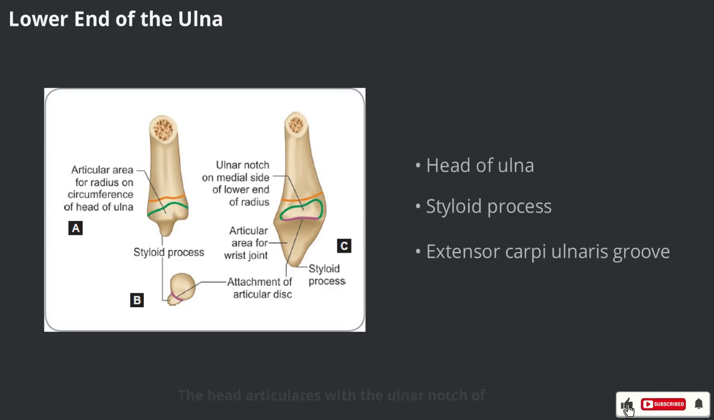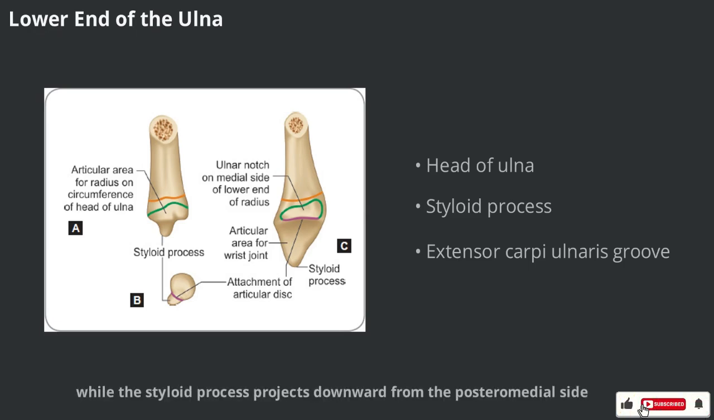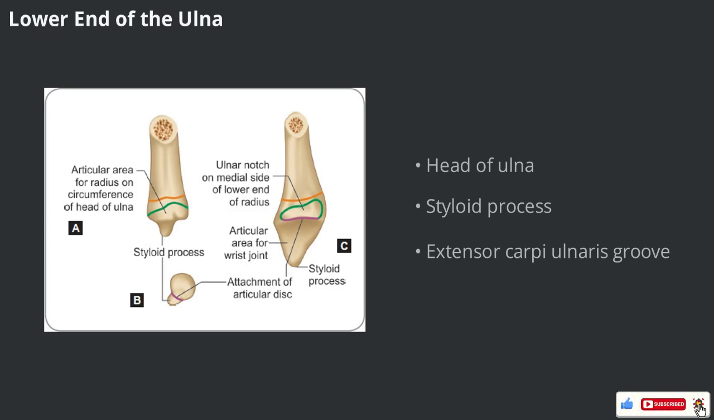Lower end of the ulna consists of the head and the styloid process. The head articulates with the ulnar notch of the radius to form the inferior radioulnar joint, while the styloid process projects downward from the posteromedial side. The groove between the head and styloid process accommodates the tendon of the extensor carpi ulnaris. These features are essential for wrist movement and stability.